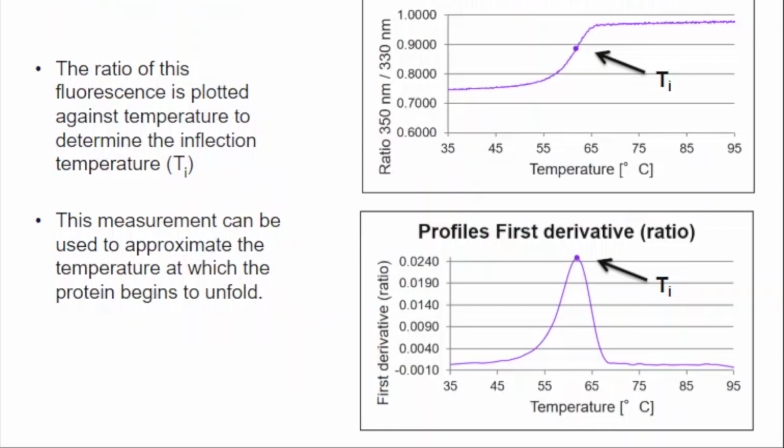And so here's an example of some data you might get out of a Tycho experiment. The ratio of those two fluorescence values, the ratio of the 350 nanometer and 330 nanometer fluorescence, is plotted on a graph against the temperature. And this gives us a nice curve, both in ratio and then the derivative of that ratio. And it gives us an inflection temperature, which is an approximate measurement of when the protein begins to unfold.